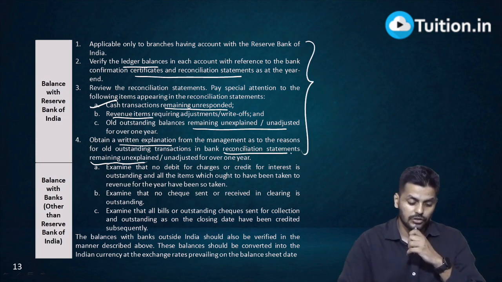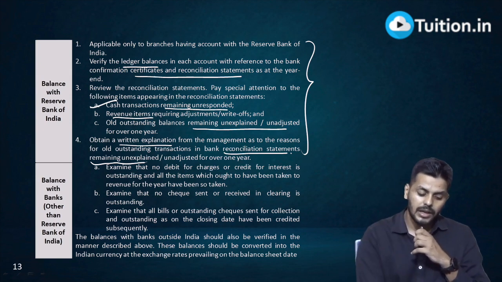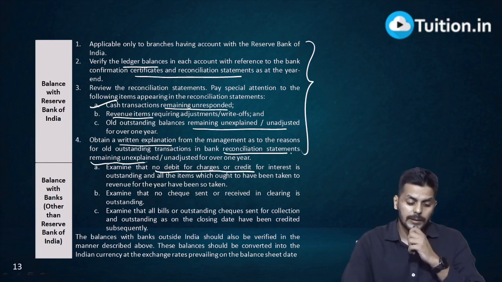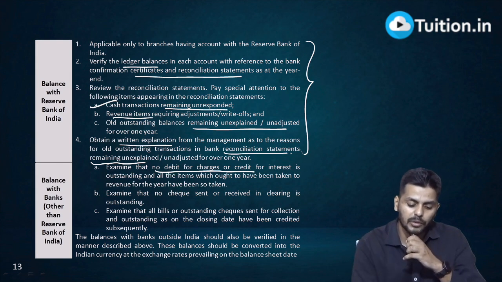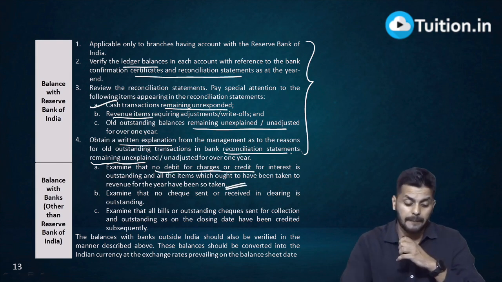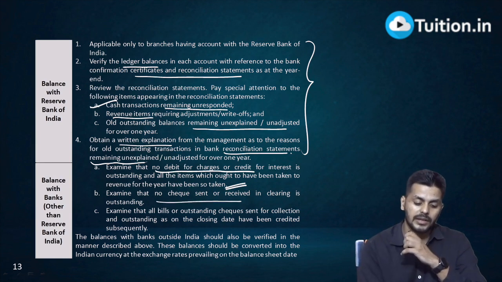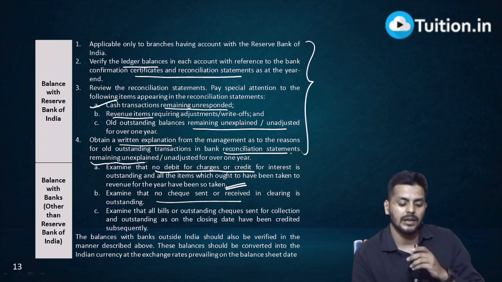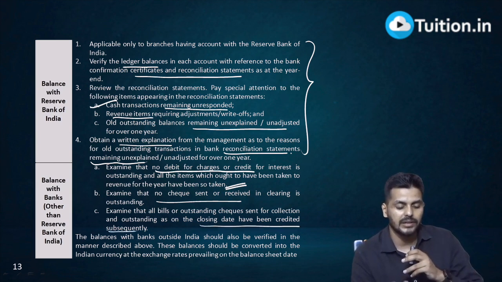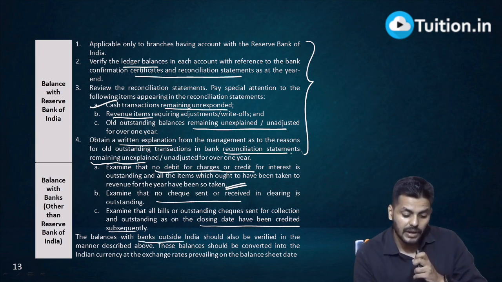Then balance with banks other than RBI, other banks if there is any. This is just about keeping money with other banks. Examine that no debit for charges or credit for interest is outstanding, and all items which are supposed to be taken into consideration as revenue are taken. No check sent or received in clearing is outstanding. Ensure that all bills and checks sent for collection and outstanding as of the closing date have been credited subsequently. Balance with banks outside India should also be verified in the manner above.